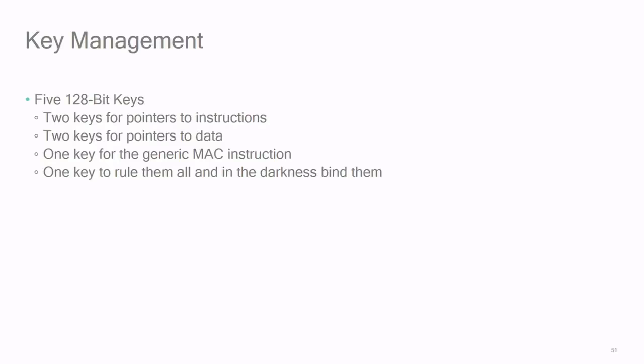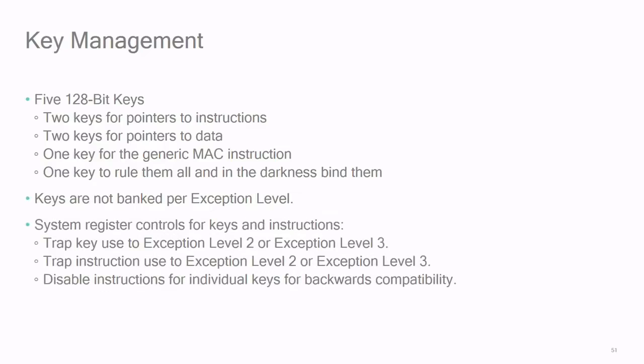For key management, we have five 128-bit keys. There are two keys for pointers to instructions, two keys for pointers to data, and one key for the generic MAC instruction. Keys are not banked per exception level. So in other words, it's the responsibility of software to switch keys when switching contexts. And there are system register controls for the behavior of these keys and these instructions. For backwards compatibility, you can disable keys. You can also configure it to trap into higher exception levels when either a key is used or when an instruction is used. And the idea here was to allow things like, say, the lazy loading of keys when you're switching contexts.